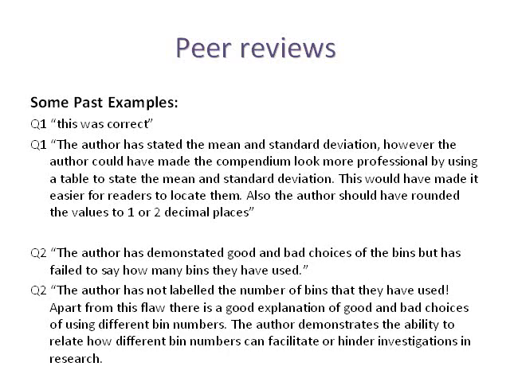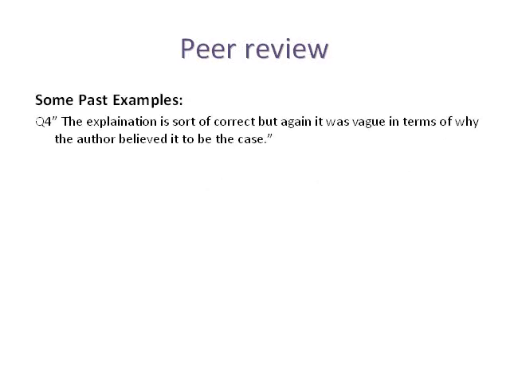Question 2. The author has demonstrated good and bad choices of the bins, but failed to say how many bins they have used. And for the same review, remember these are for the same review assessed by different reviewers, it turns out the author has not labelled the number of bins that they've used. Apart from this flaw, it's a good explanation of good and bad choices of the bin numbers, and demonstrates the ability to relate how different bins can facilitate or hinder investigations in research. So that's giving a little more insight into an evaluation of how well the task has been performed in the review. Try and pick up on things like that.